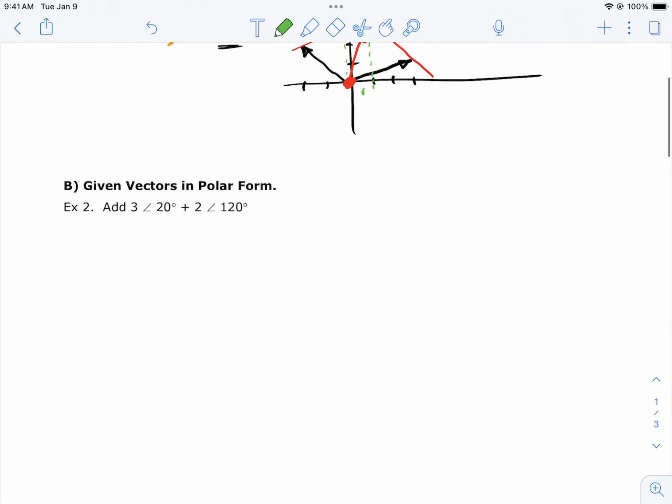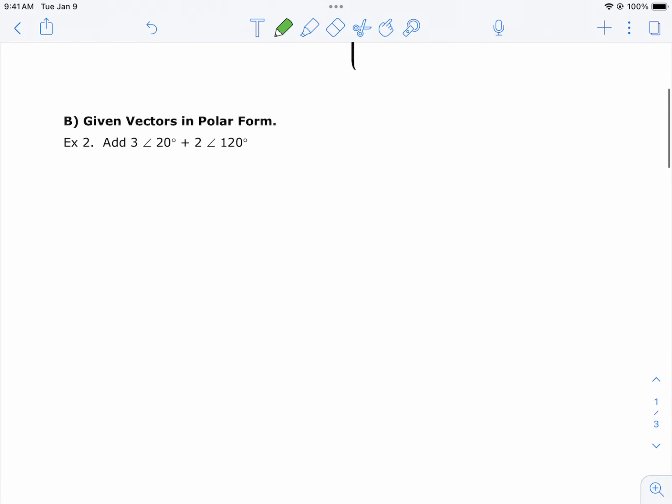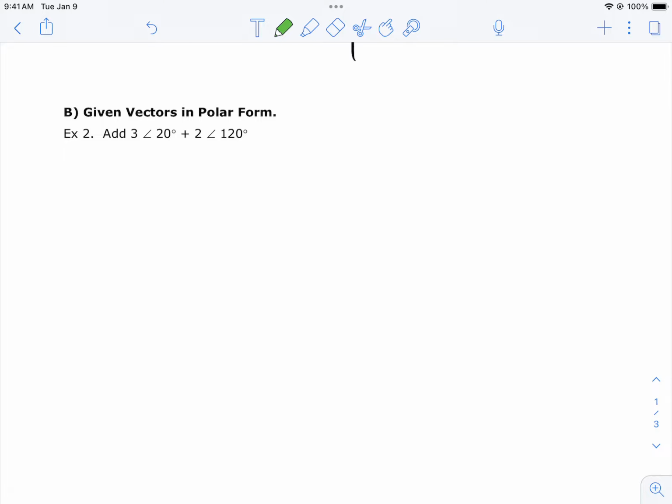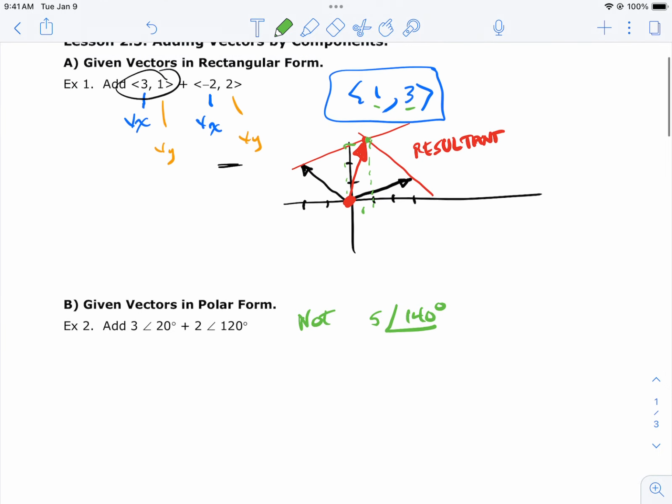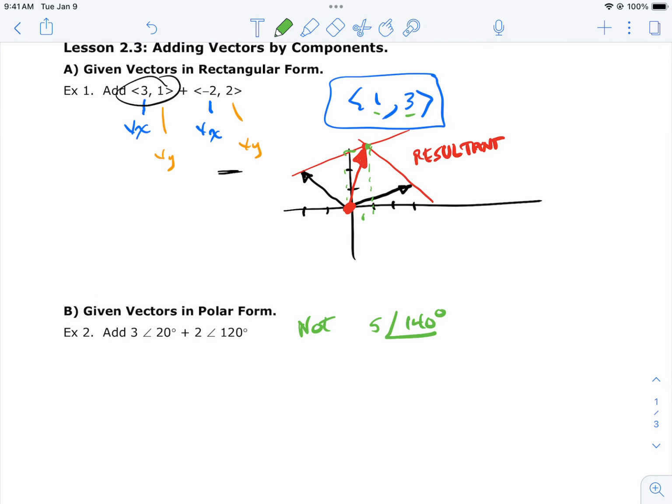Okay, part B. Given vectors in polar form. Well, here's what you're not going to do. You're not going to add 3 plus 2 to get 5. You're not going to add 20 plus 120 to get 140 degrees. That doesn't even make sense, because 3 at an angle of 20 degrees is roughly the same as that vector there. Not the same, but roughly the same.